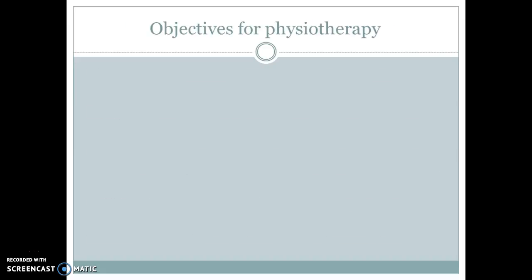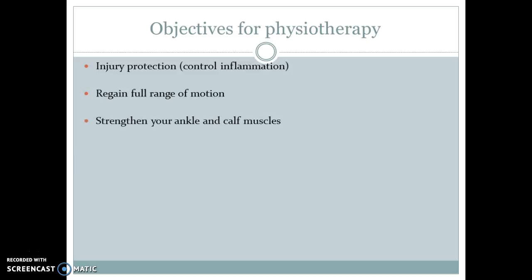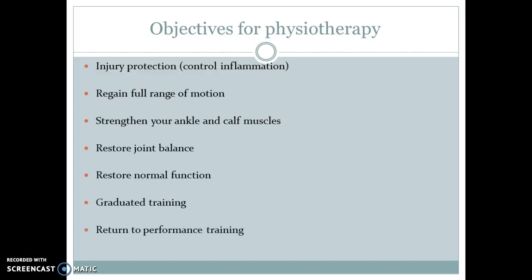Here are the physiotherapy exercises and activities you can do to recover your ankle. The objectives of physiotherapy are to protect the injury, regain full range of motion of your ankle, strengthen your ankle and calf muscles, restore joint balance, restore normal function, graduated training, and return to performance training. This is when your ankle has been fully healed.